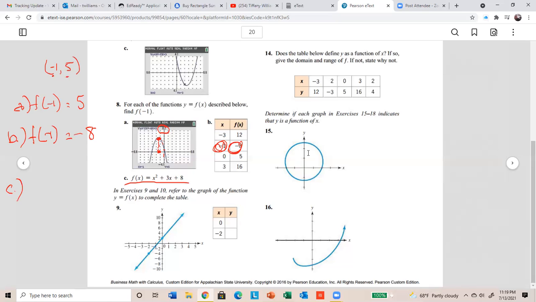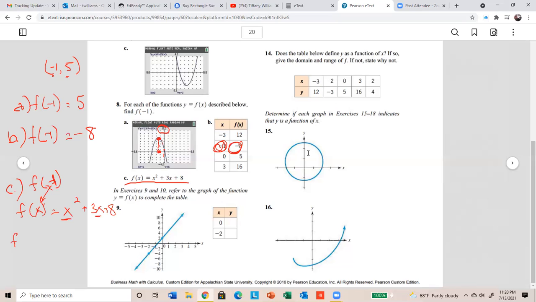Now part C, they give me the function f of x equals x squared plus 3x plus 8, and they're asking me to find, again, f of negative 1. I want to show you something. So we've got f of x equals x squared plus 3x plus 8. See how negative 1 is taking the place of x here, right? So if negative 1 is taking the place of x here, guess where negative 1 is also going to take the place of? And that would be this x here and here.